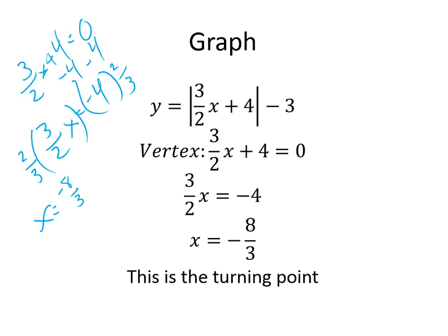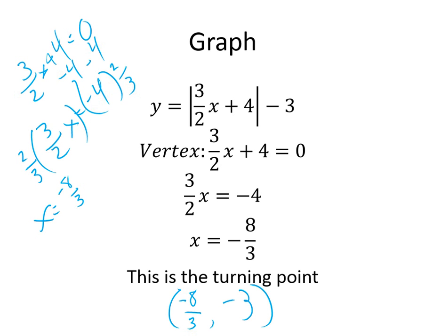That's where our vertex will be, when x is that. And actually the coordinate will be, let me erase that, negative 8/3 comma negative 3. So there's our turning point. Okay, after that, what was the next thing that we do? Well, the next thing we do is that we break it up into its two equations.